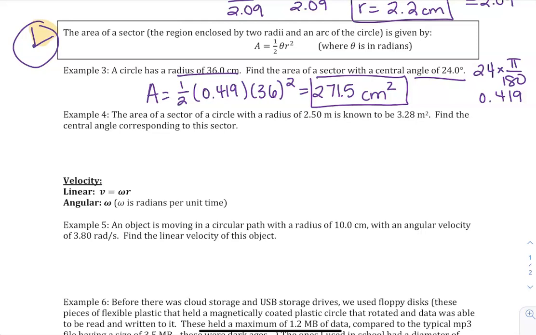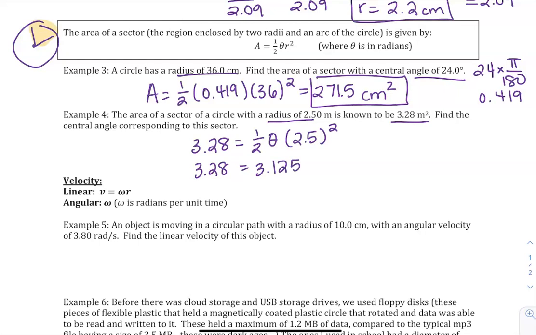Example 4 is where we know the radius and the area, but we don't know the central angle. We're going to substitute 3.28 in for our area, part of the formula. 1/2 theta, and we know the r, so we'll do r squared. Let's simplify what we know. I'm going to multiply the 0.5 times the 2.5 squared, which is 3.125 theta.